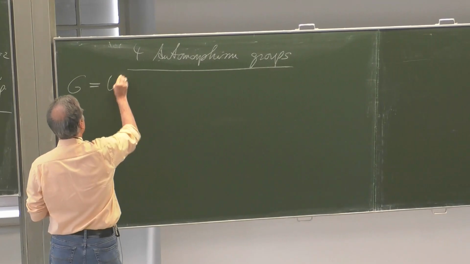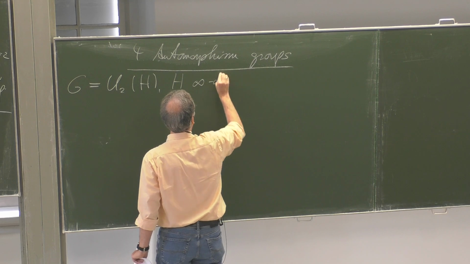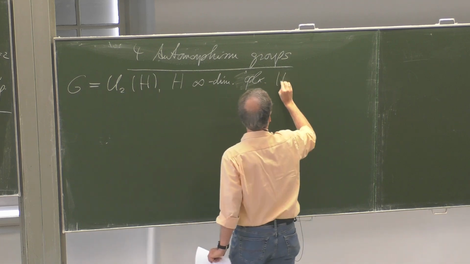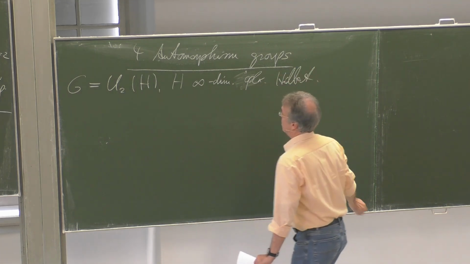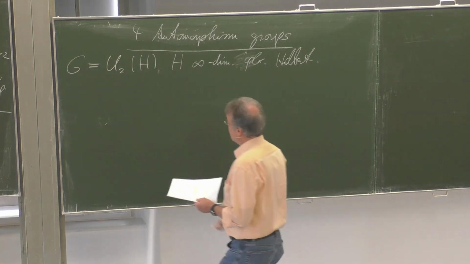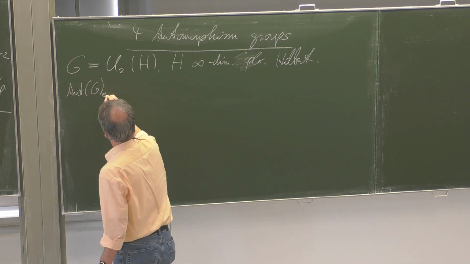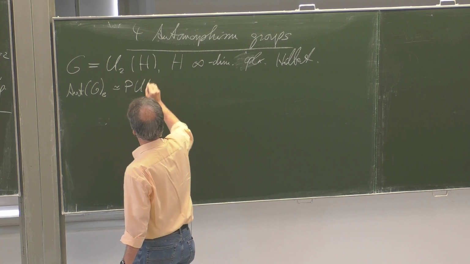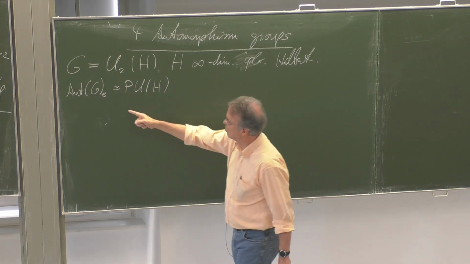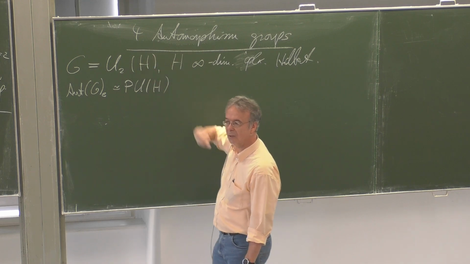And for that, let me stick to this prototype situation where H is an infinite dimensional complex Hilbert space. So we are now dealing with a simple Hilbert Lie group. Now, in this case, one can easily say what the automorphism group is. So its identity component is precisely the projective unitary group. And well, the group has two connected components because you have something like complex conjugation on this space, so you get two components.